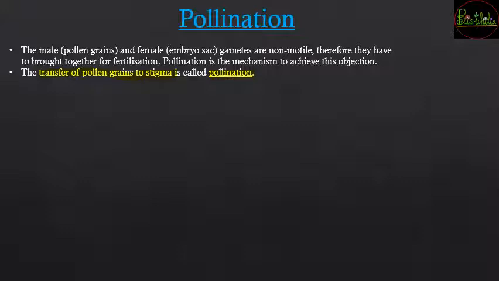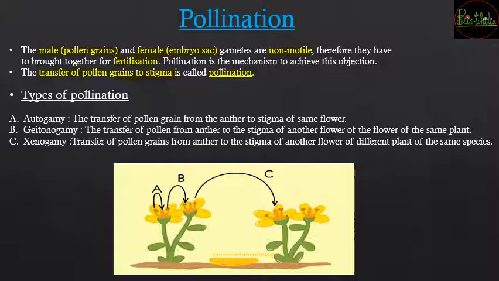Pollination is needed because the male, that is the pollen grains, and the female, that is the embryo sac, are going to be non-motile. Since they are non-motile, they need some external medium so that they can come together for fertilization. So pollination is going to be of different types. There are three types of pollination.